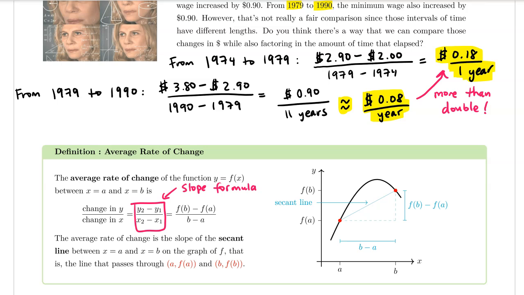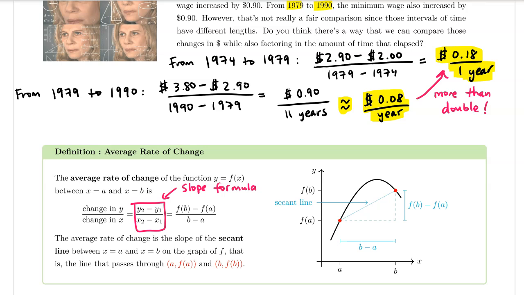So, to repeat, the average rate of change is the slope of the secant line between x equals a and x equals b on the graph of the function f. That is, the line that passes through the two ordered pairs (a, f(a)) and (b, f(b)). And to the right, we can see a visualization of that line.